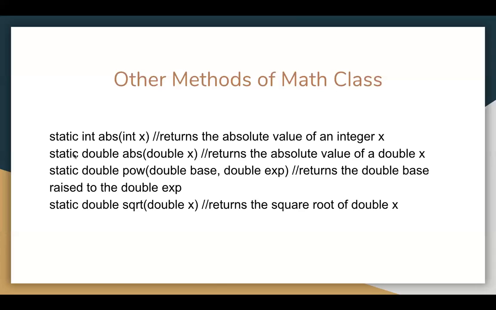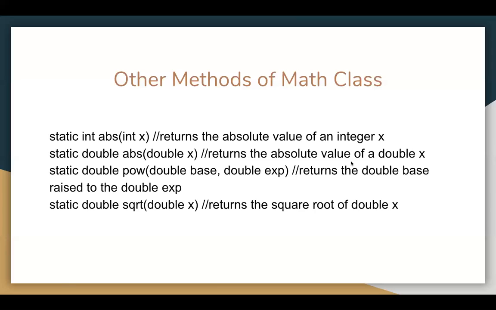Anyways, the next one is another static method, and its name is also abs. But notice here that these two methods are different in that they have different parameters. And again, that's why it's allowed, since it has different parameters. And you can see here that it has a return value of a double. So this returns the absolute value of a double x.